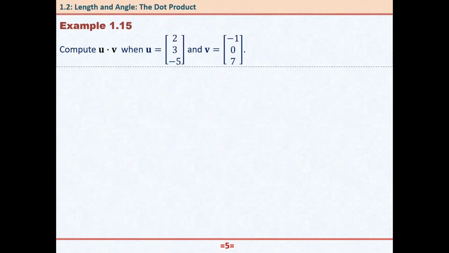Example: compute u dot v when the components of vector u are 2, 3, negative 5, and the components of vector v are negative 1, 0, 7.